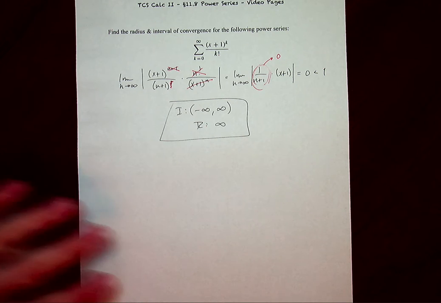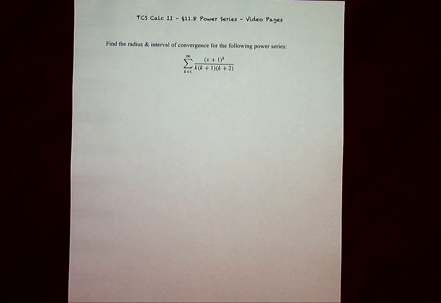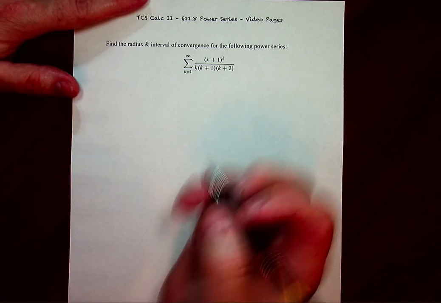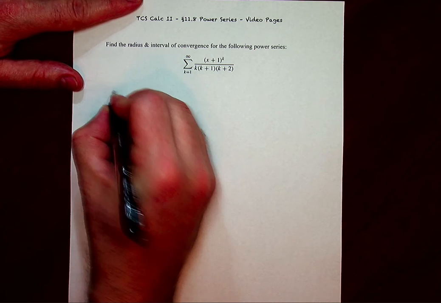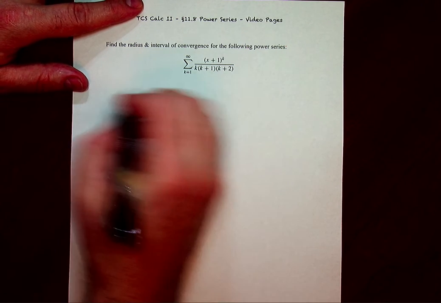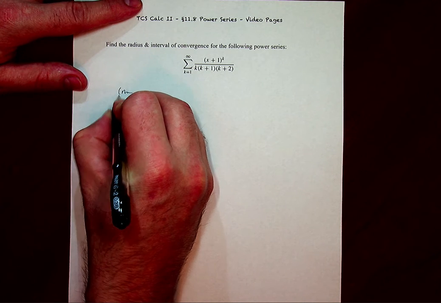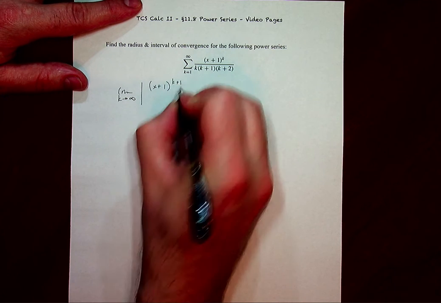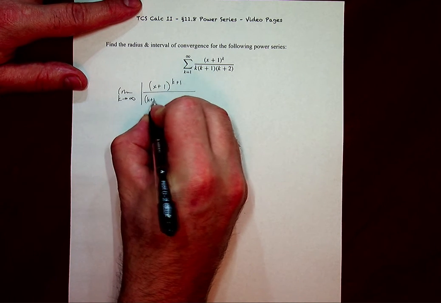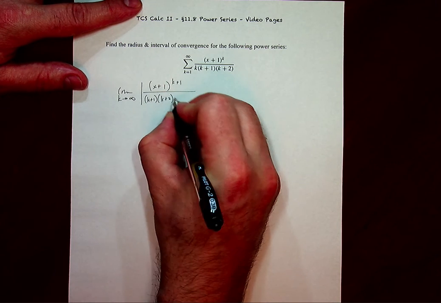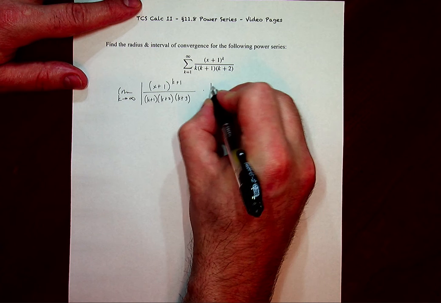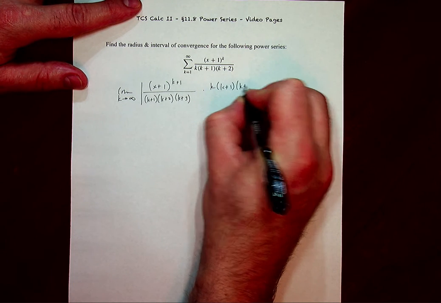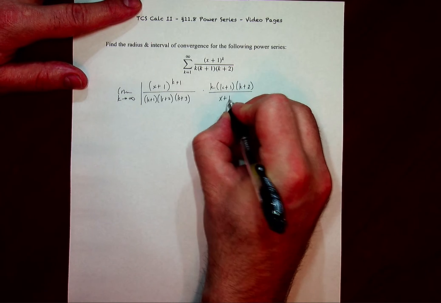Alrighty, let's go ahead and do another one. It says find the radius and the interval of convergence for the following power series. Again, this doesn't look like root test. This is ratio test because the only thing that's raised to the k is that term up there. So we'll say the limit as k goes to infinity of (x plus 1) to the k plus 1. k becomes k plus 1, k plus 1 becomes k plus 2, k plus 2 becomes k plus 3, and we have k, k plus 1, and k plus 2, all of that over (x plus 1) to the k.